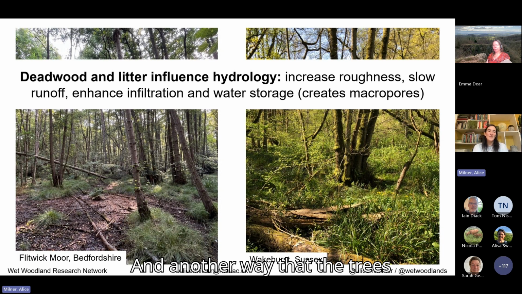And another way that the trees are interacting with the water environment is through the deadwood and the litter. And I assume this will be talked about much more in later webinars when we're talking about ecosystem services. But the litter and the fallen branches and the trunks help retain the water, they slow the runoff, they can improve the soil structure by creating macropores, and that can enhance infiltration and water storage capacity. And in a healthy wet woodland site, you'd expect to see a significant amount of fallen and standing deadwood, and again, it's really important for biodiversity provision.